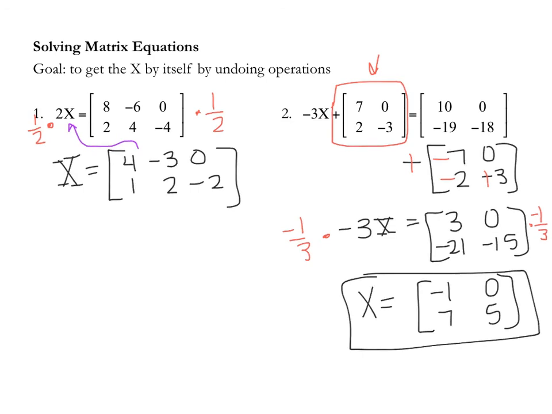If I put that back into the original problem, we would end up with 10, 0, -19, -18 at the end.